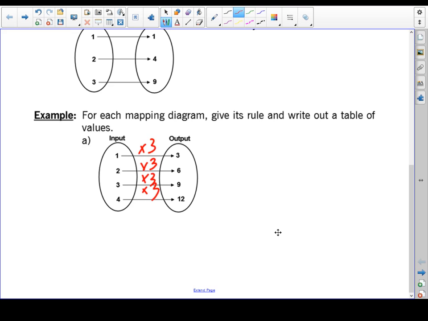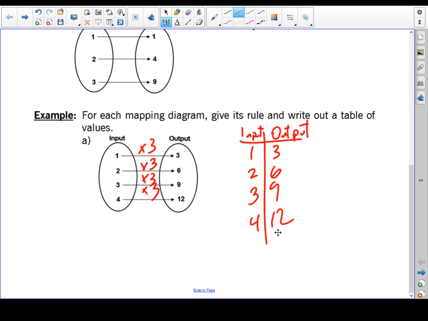Give the rule and write out a table of values. So now what would our table of values be? Well, we can say input and output, and it would be 1, 3, 2, 6, 3, 9, and 4, 12. Okay, there's our table of values. This one's always a pretty straightforward one.